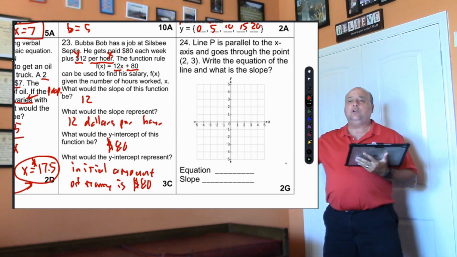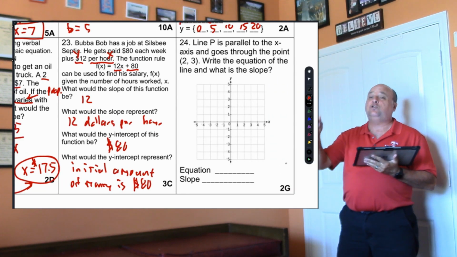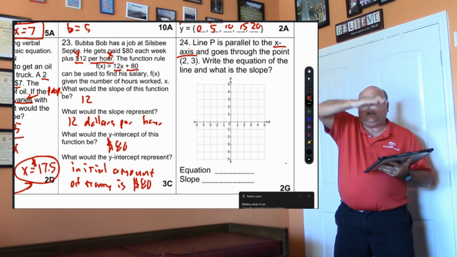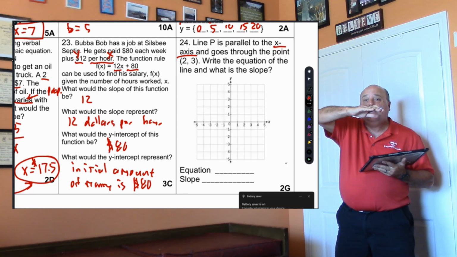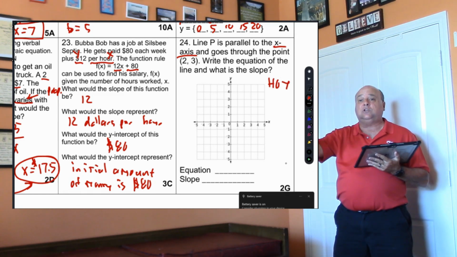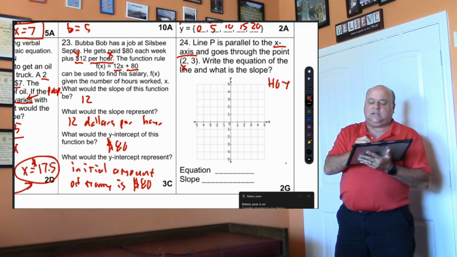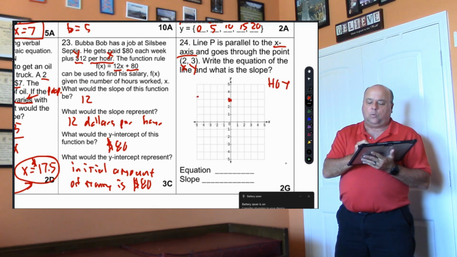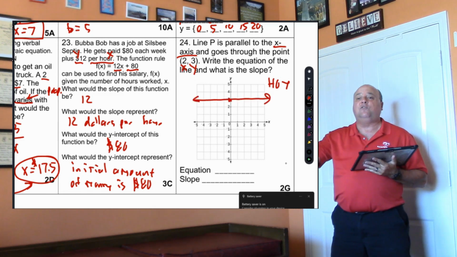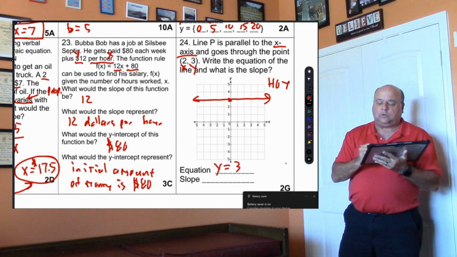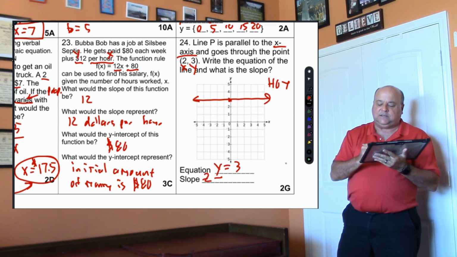Let's go to 24. You just learned this week. It's very tricky, but we're going to write down Hoy. Line P is parallel to the x-axis. So if it's parallel to the x-axis, it's going to be flat. If it's flat, we're going to write down Hoy. So that means we've got 0 slope and we've got a y equals line. Put x and y by your slope. The y is 3, so it's going to go through the y at 3, and notice it never crosses x, does it? So the equation is going to be y equals 3, and since it's Hoy, it has a 0 slope.